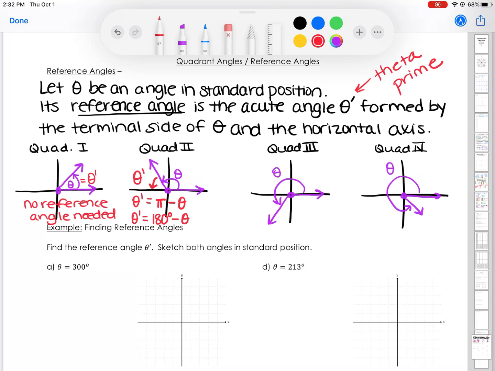All right, let's look at quadrant 3. When I happen to be in quadrant 3, the closest way to the x-axis from the terminal side is kind of going backwards. So that part, that red, will be my theta prime. In order to find that, we know that it's bigger than that 180 or that pi. So if we take that pi or 180 away, we'll be left with just the red part. So that means that theta prime would be equal to the original angle minus pi, or we could say minus 180.